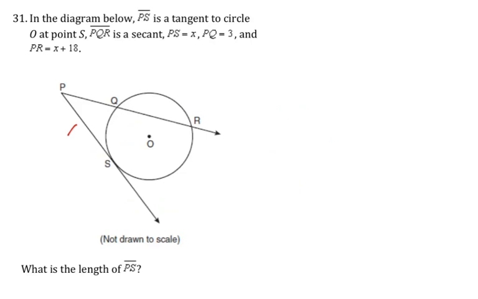PS is equal to X, and then PQ is equal to 3, and PR, which is the entire line segment, is equal to X plus 18.